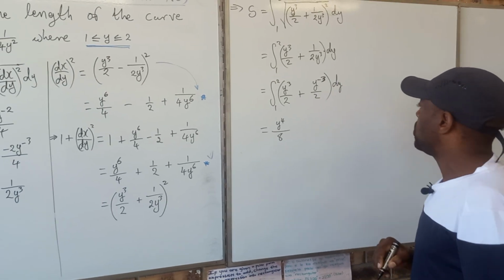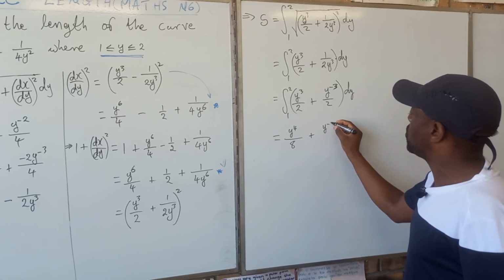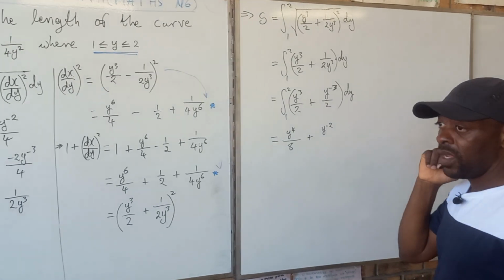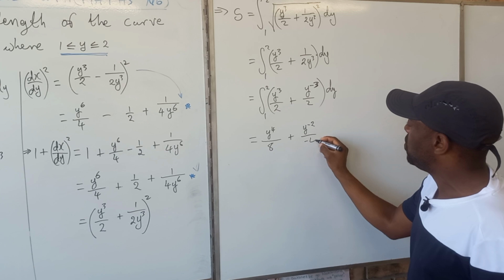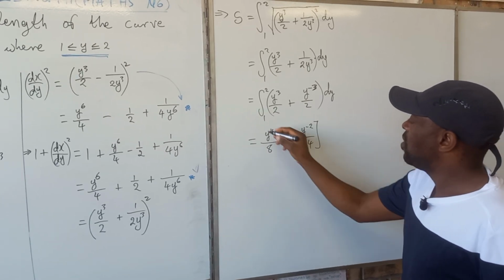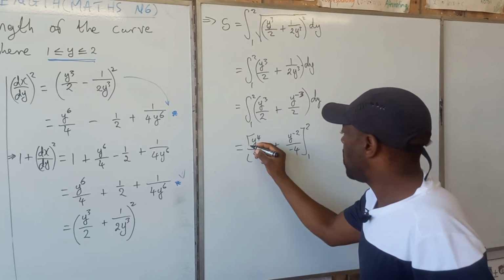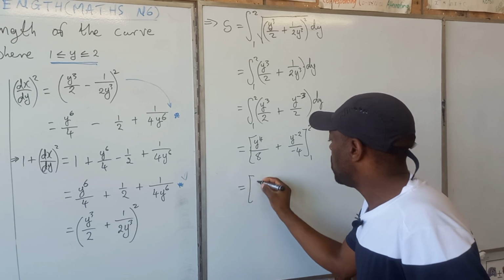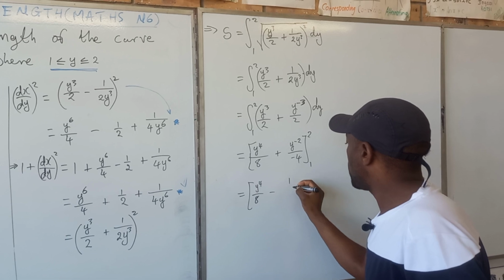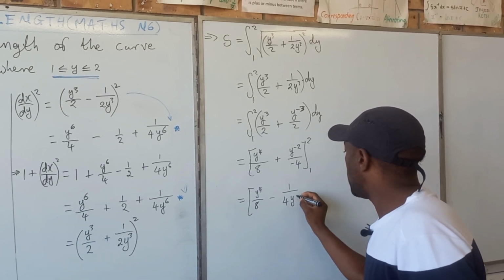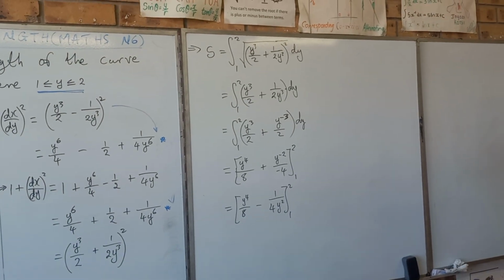Then if you add 1 to the power negative 3, you get y to the power negative 2. If you add 1 to negative 3, that gives you negative 2. Then you multiply the denominator by negative 2. It gives us negative 4, from 1 to 2. So if we make our power positive, that becomes y to the power 4 over 8, then this becomes negative 1 on 4y squared from 1 to 2. So that is what we get as our integral.